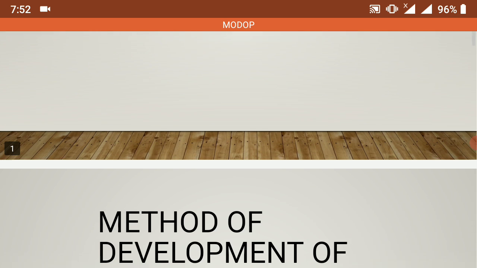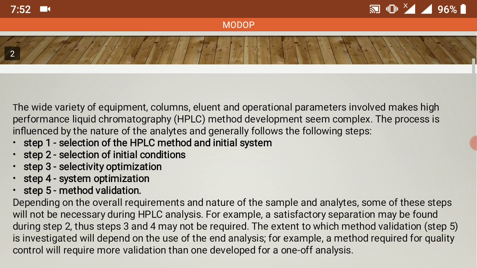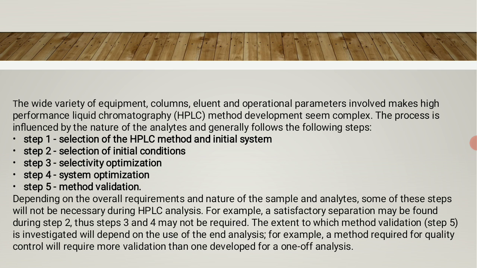HPLC stands for High Performance Liquid Chromatography. There are some steps for the development of high performance liquid chromatography. Step number 1, the selection of HPLC method and initial system. Step number 2, the selection of initial conditions. Step number 3, the selectivity optimization. Step number 4, system optimization. Step number 5, method validation.